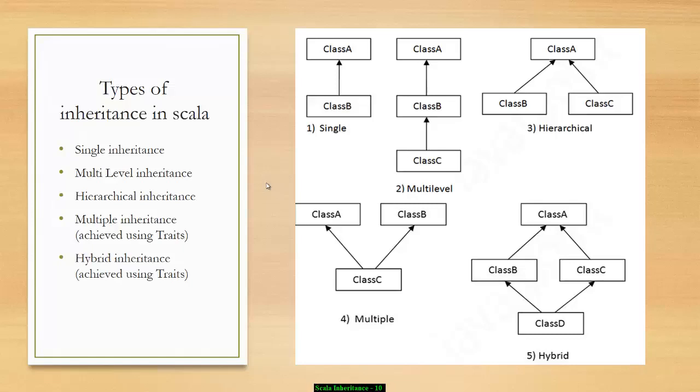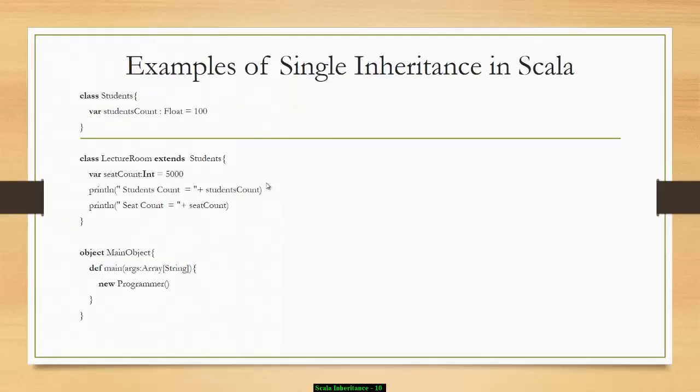The next thing is an example of single inheritance in Scala. You can see this clearly. I have defined one class, Student, which I have taken as the parent class. Then I have declared a subclass, LectureRoom, which extends the Student class. In this, I have declared a seat count of 5,000. In the superclass, the student count is 100.